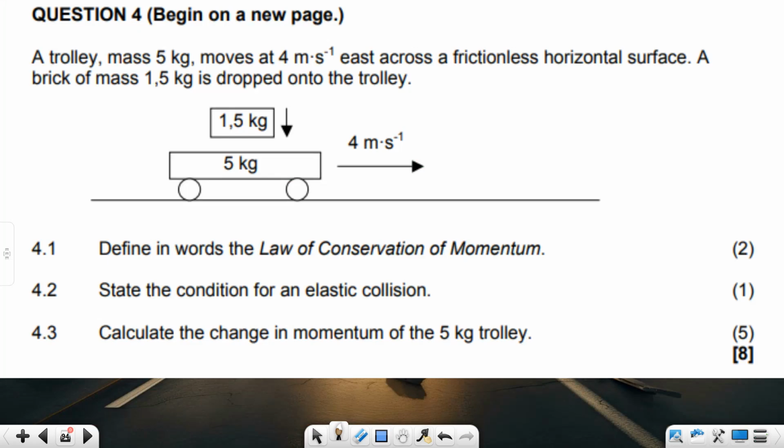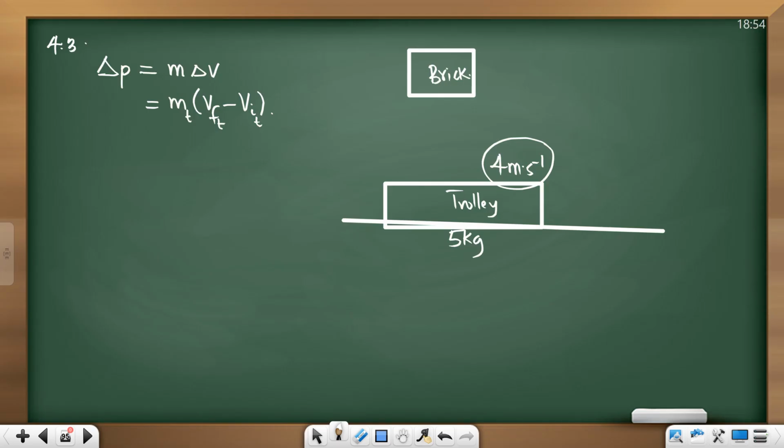Let's read something again quickly as we get our values. A trolley of mass 5 kg moves at 4 eastward, which means that its initial velocity was 4. For us to calculate change in momentum, we need the final velocity, and that's where our challenge would be. Our initial velocity is 4. What is the final velocity? What is causing the velocity of the trolley to change? There was a brick. Right? Now, step 1 is to calculate the final velocity of the trolley using what?